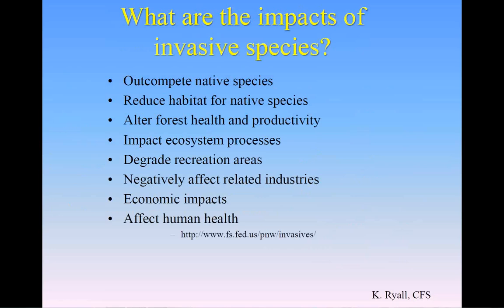What are the impacts? Well, the first one that you see is they're able to outcompete native species. So they move into an area, either as a plant or an insect or a disease, and if there's anything else trying to occupy that niche, these ones are aggressive enough that they can occupy it and dominate it. They can ruin the habitat for other species. So in the case of emerald ash borer, eliminating ash, then the species that are dependent on that are now gone from that ecosystem. They can alter the forest health and productivity.